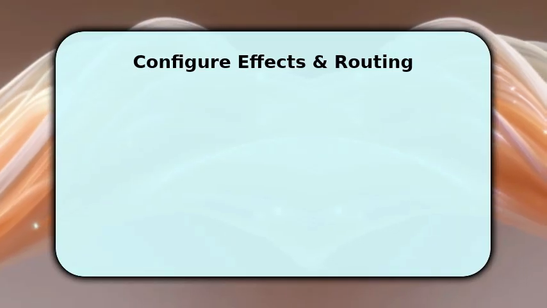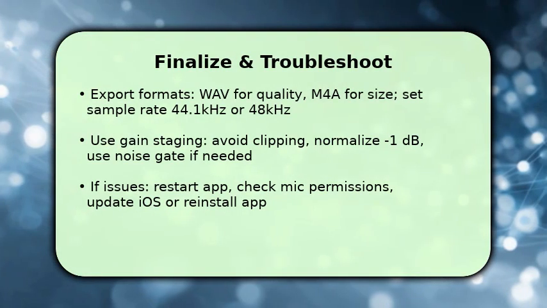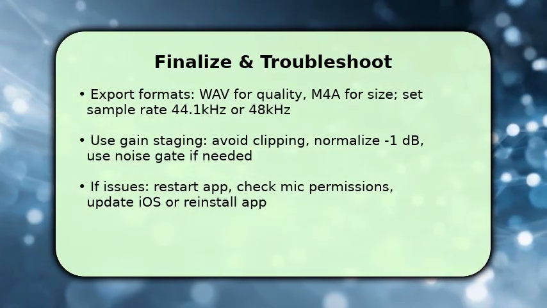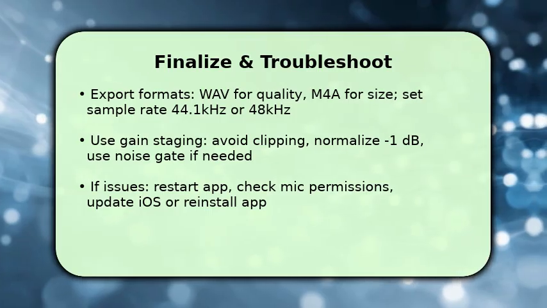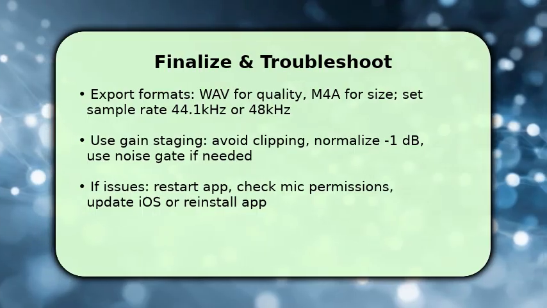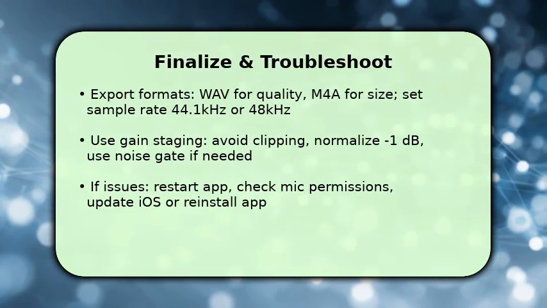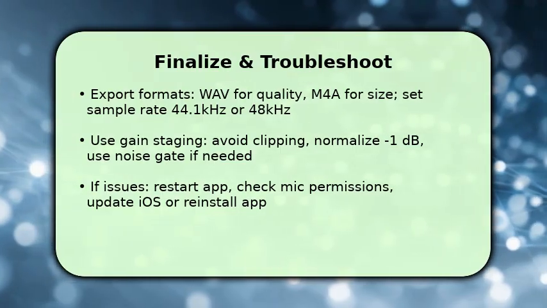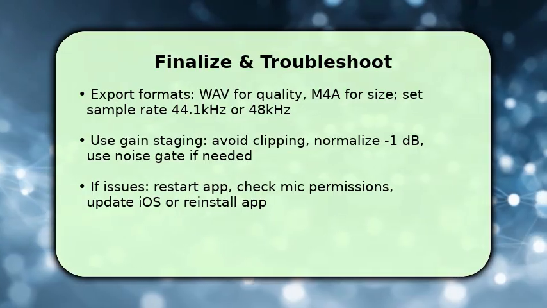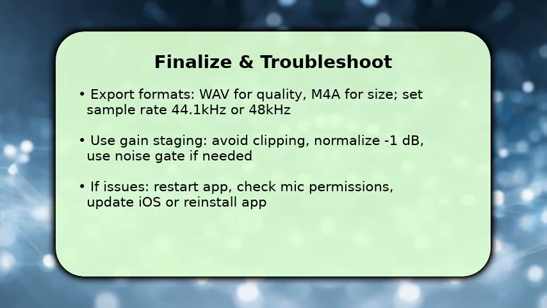To finish, export or route the processed audio at the correct sample rate, WAV for highest fidelity or M4A to save space, and normalize to around -1 dB to avoid clipping. If you plan live use, check gain staging and enable a noise gate to remove background hiss. If things go wrong, restart the app, verify microphone and background audio permissions, and update iOS or the app. Reinstalling usually clears corrupted settings. This final sweep.